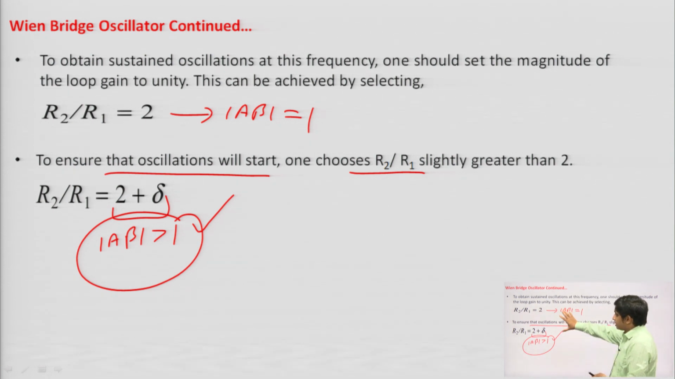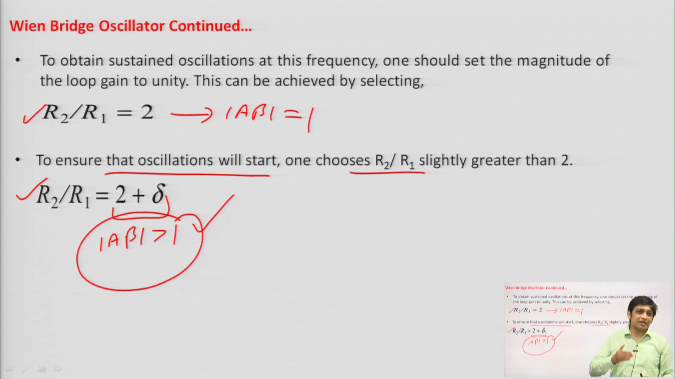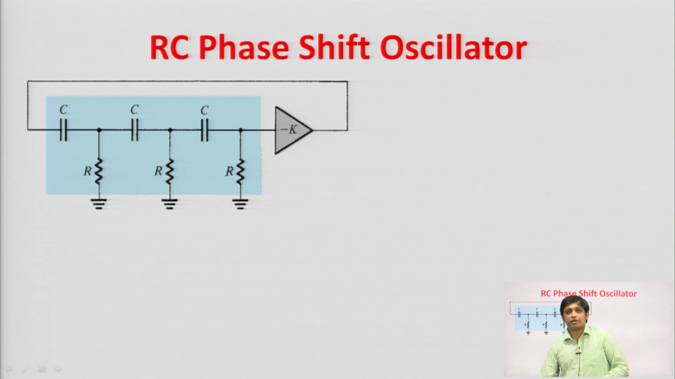So, this is important. Do not be confused with these two equations. R2 by R1 equal to 2 gives the sustained oscillation, and R2 by R1 equal to 2 plus delta is to start the oscillation. We will get the sustained oscillation only when we start the oscillations. So, to start the oscillations the second equation is important, and after that obviously we need sustained oscillation, since we design an oscillator for sustained oscillations. For that the circuit needs to be adjusted to mod A beta equal to 1 with the help of the limiter circuit, fine. So, this is all about the Wien-Bridge oscillator.